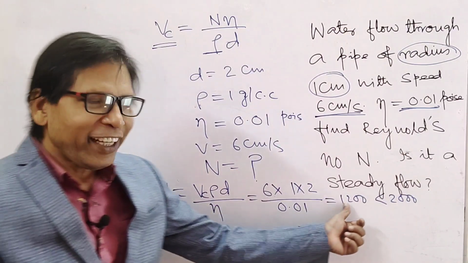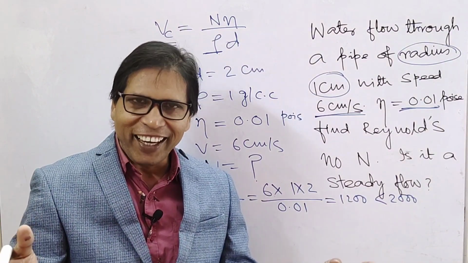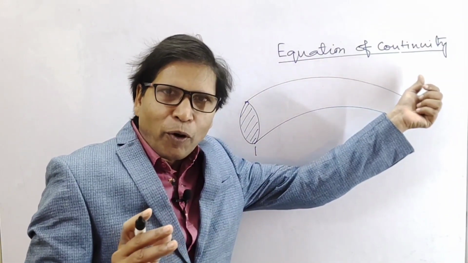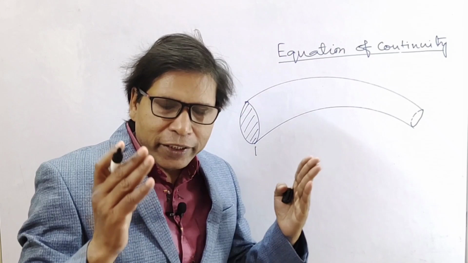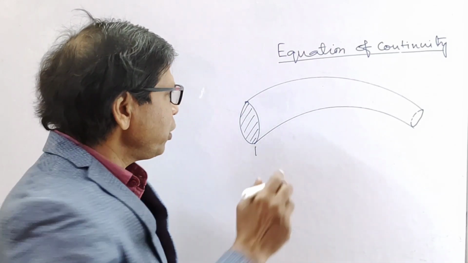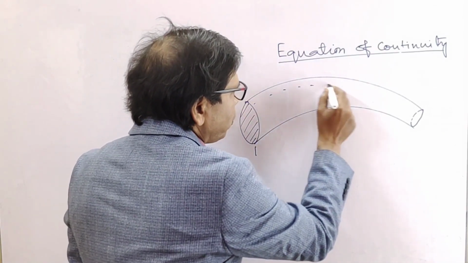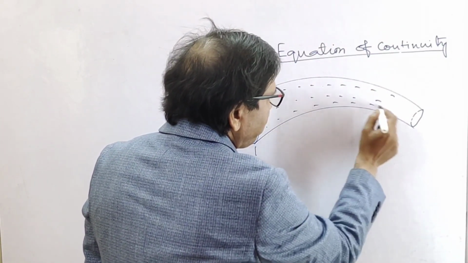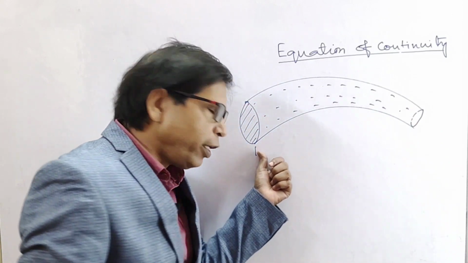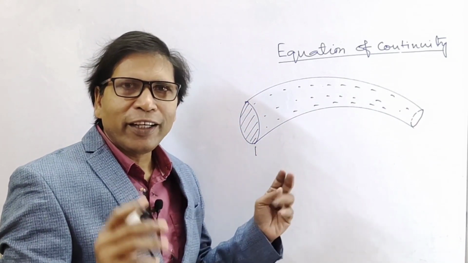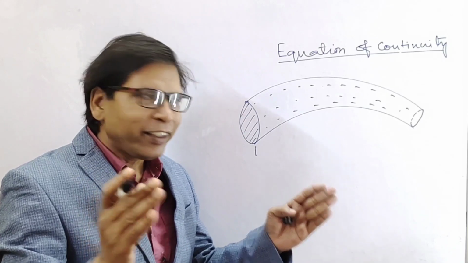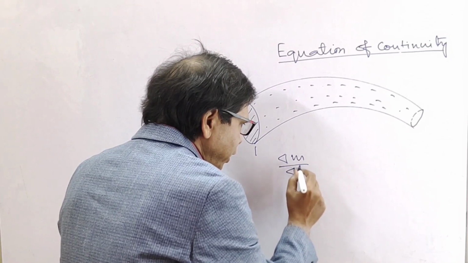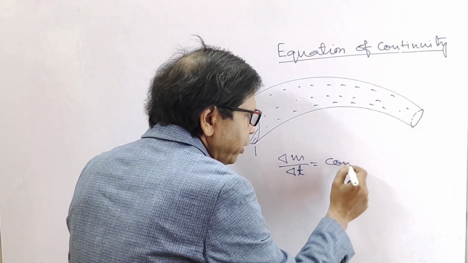So it is a steady flow. Okay, understood? Now next, the equation of continuity. For a streamlined flow of a liquid through a tube, the rate of flow of mass per second through any cross section of the tube remains constant. That is, delta m by delta t is equal to a constant.